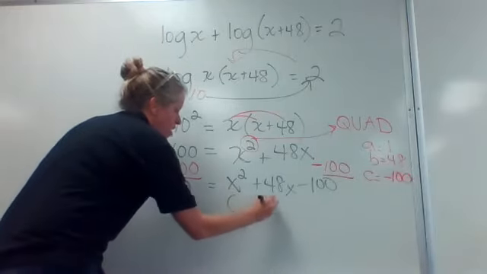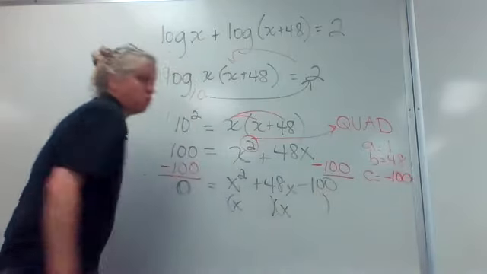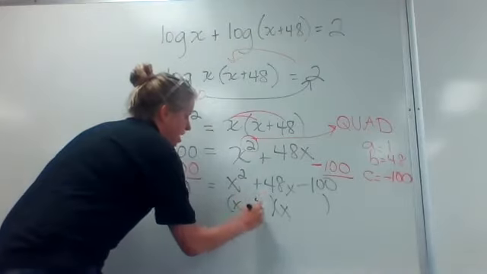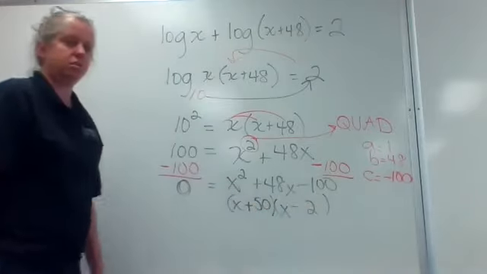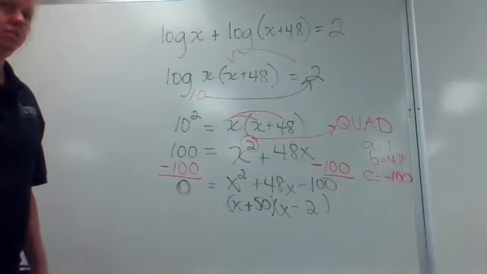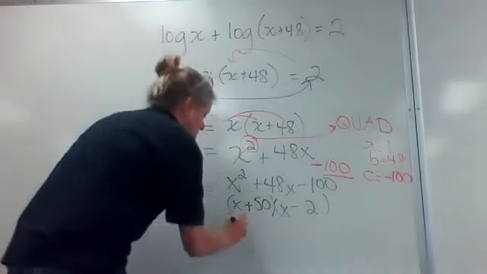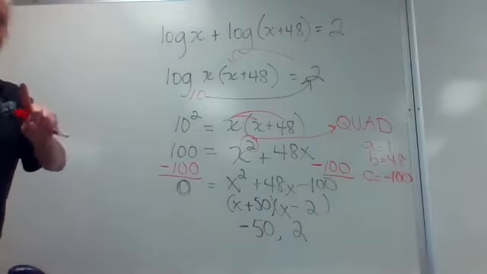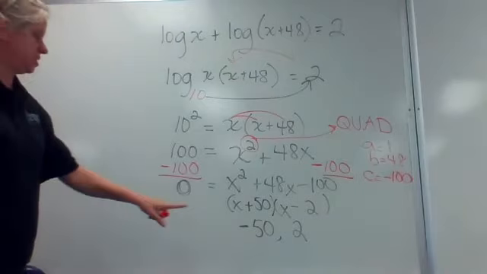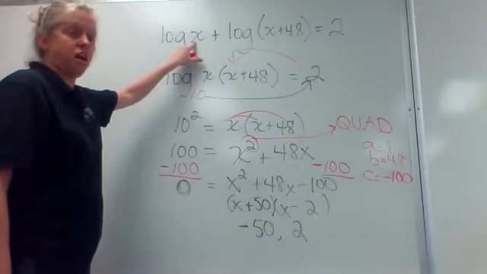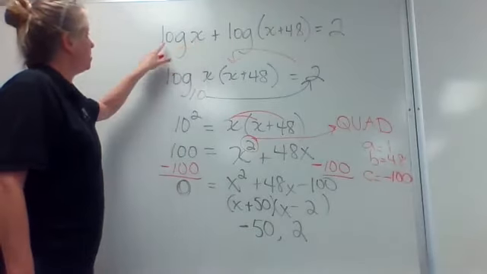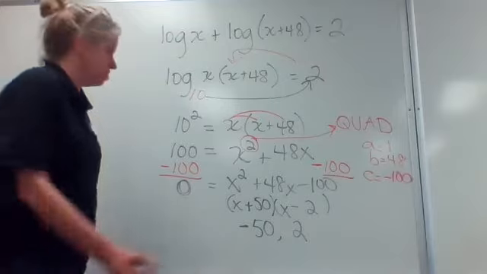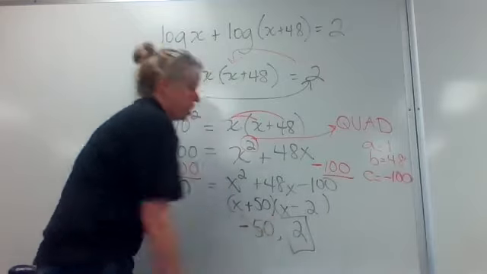Okay, if I didn't have quad, I could factor this. X and x for x squared. Factors of negative 100 that add to 48 are a positive 50 and a negative 2. Set these equal to 0 and solve them, which would give negative 50 and positive 2 as my answers, but only one of them is going to work. Because think about this. If you plugged this answer in here for this x, what happens if you type in log of negative 50? It's going to give you a non-real answer, right? So this negative answer is not a true solution, just the 2 is.